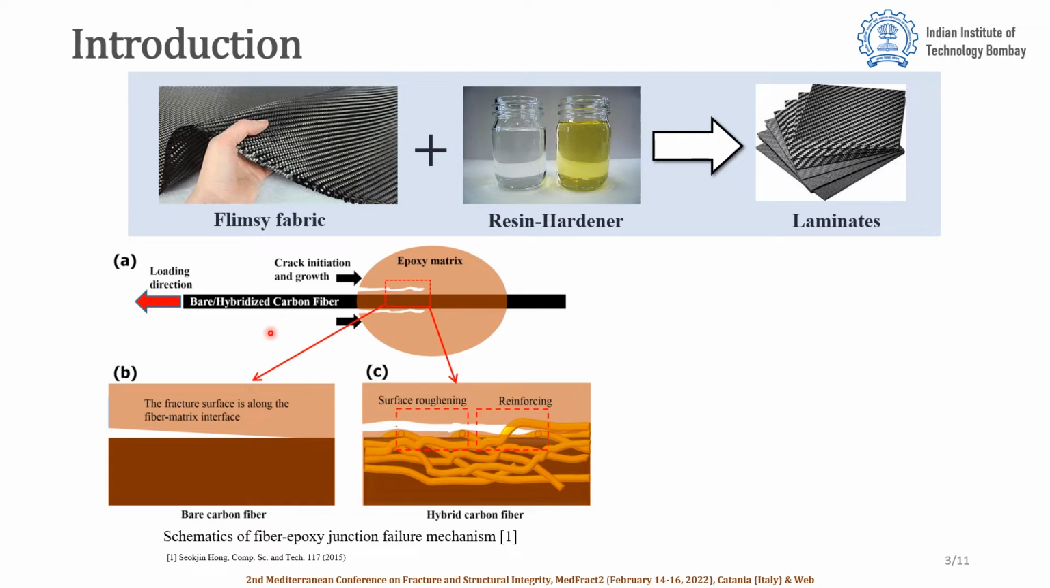After applying the load in the fiber axial direction, it can fail in two ways. The first is along the fiber matrix interface, where post-failure neat carbon fibers can be seen easily. The second is due to the rough carbon fiber surface and some reinforcement. The failure happens away from the carbon fiber, which leads to cohesive failure.